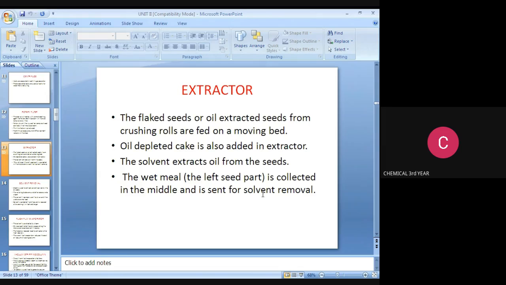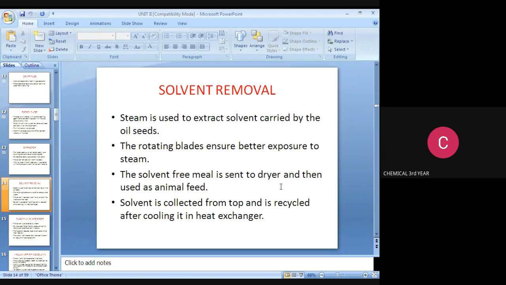The extractor. The flaked seeds, or oil-extracted seeds from the crushing rolls, are fed on a moving bed. Oil-depleted cake is also added in the extractor. The solvent extracts oil from the seeds. The wet meal, the left seed part, is collected in the middle and it is sent for solvent removal. How are we removing the solvent in the oil industry process?